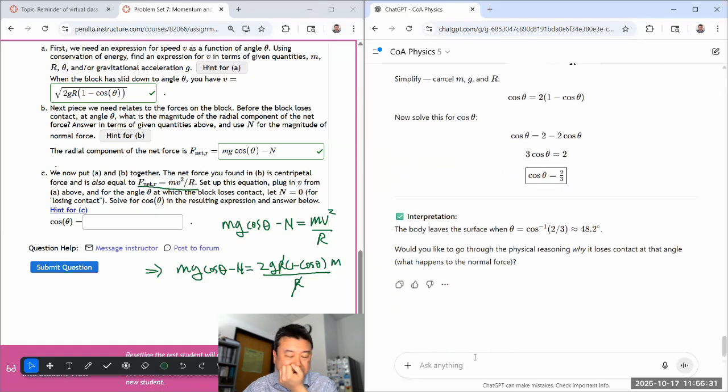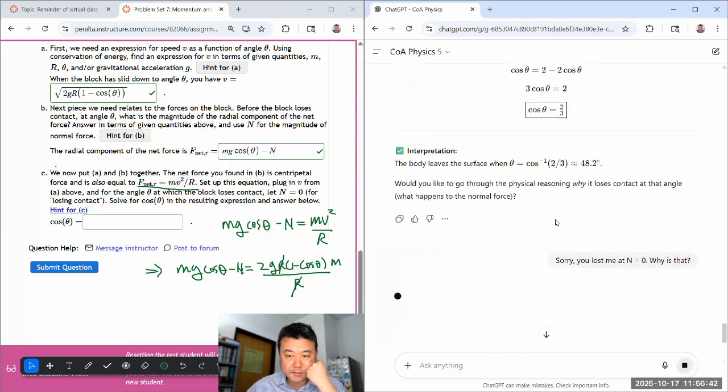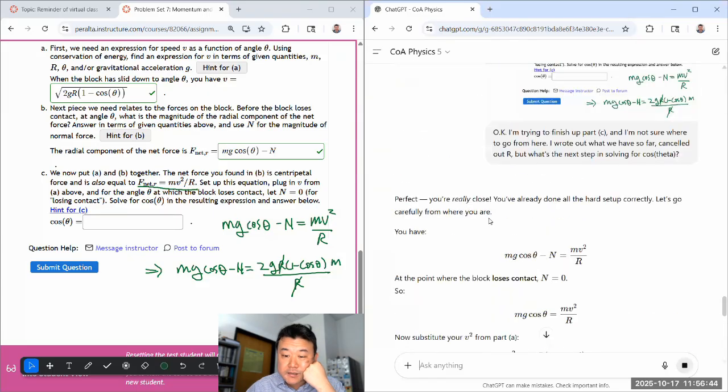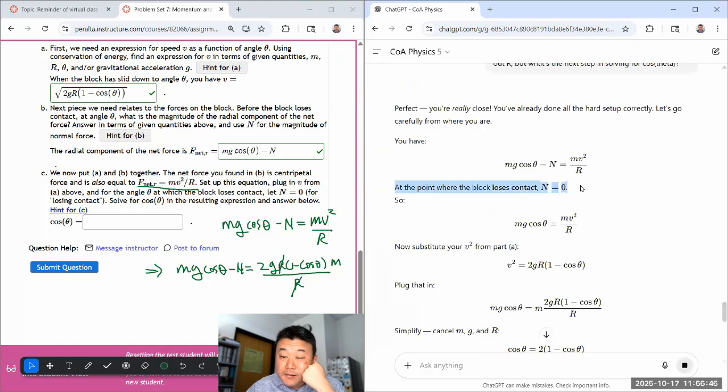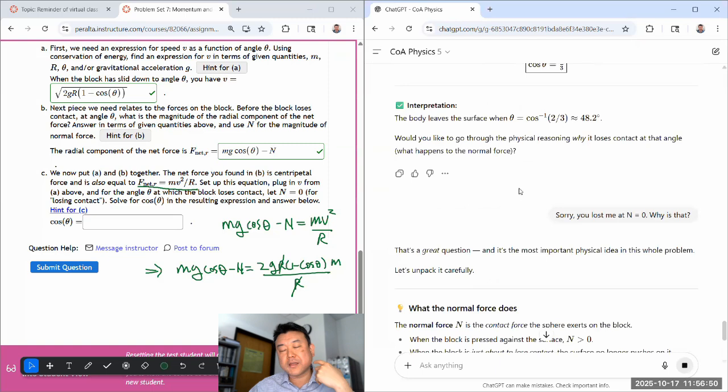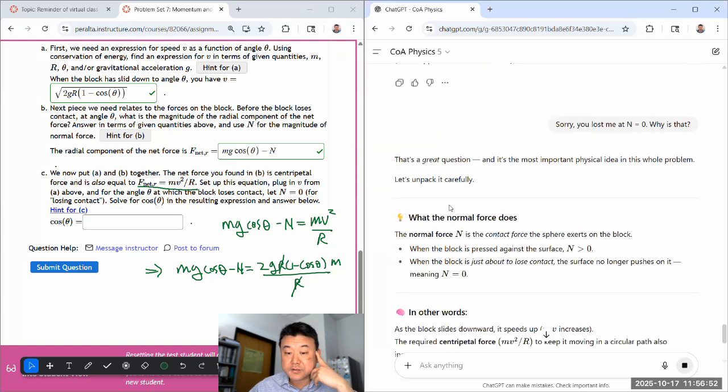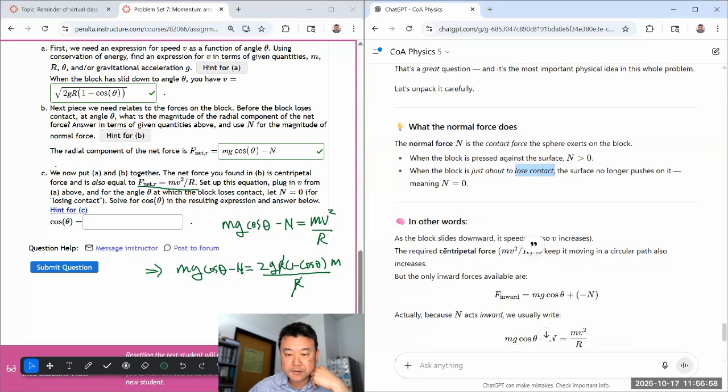So I'll say, yeah, it's still doing that. Sorry, you lost me at n equals 0. Why is that? It ended up... I mean, it did explain, or maybe it didn't. And you know, you can ask it for additional explanations. Normal force is the contact force. Yeah, losing contact means, you know, no normal force.